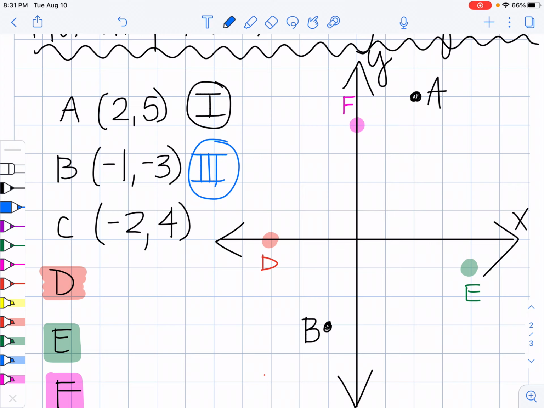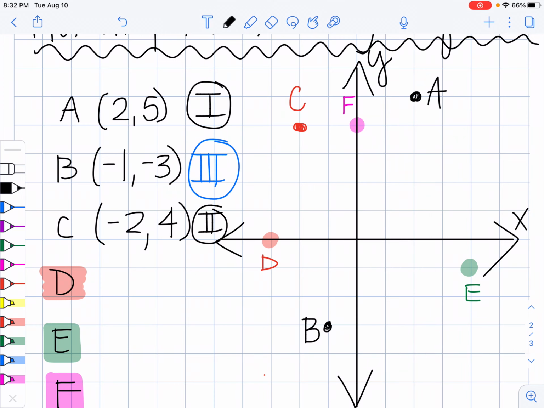Okay, next I start at the origin, and I'm at -2, 4. So that means I'm going to move left 2, and then I'm going up 4. 1, 2, 3, 4. So that puts me here. And this is my point C. I have to identify which quadrant I'm in. Remember, this is quadrant 1. This is quadrant 2, so that means I'm in quadrant number 2.